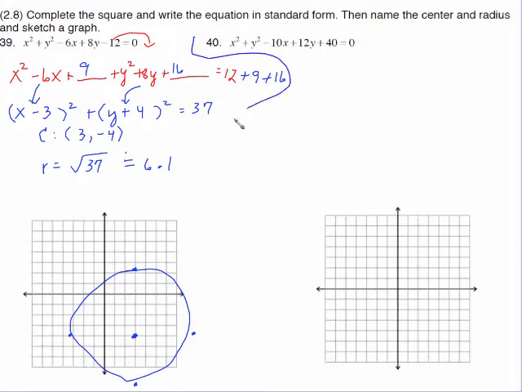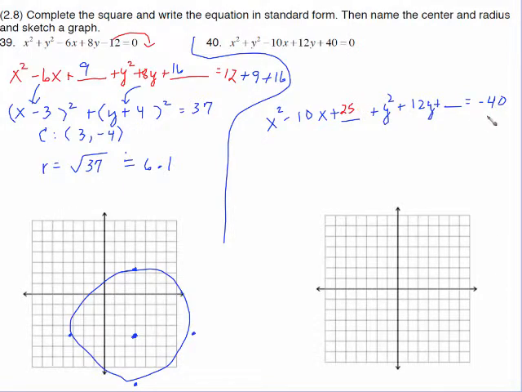Same steps over here. Let's get x squared minus 10x plus blank plus y squared plus 12y plus blank. Move the 40 to the other side, and it's a negative 40. Do your steps for completing the square. Half of 10 is 5, squared is 25. Add that to this side. Half of 12 is 6, squared is 36. Add that to this side.